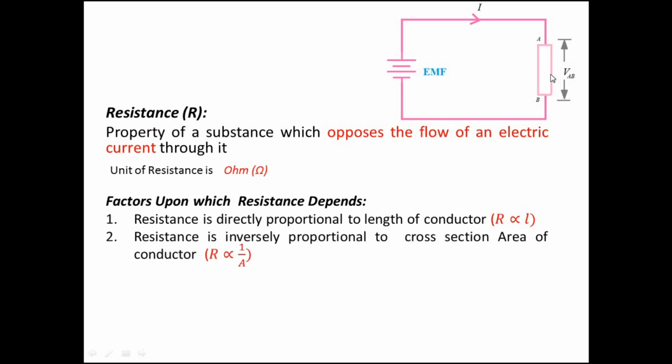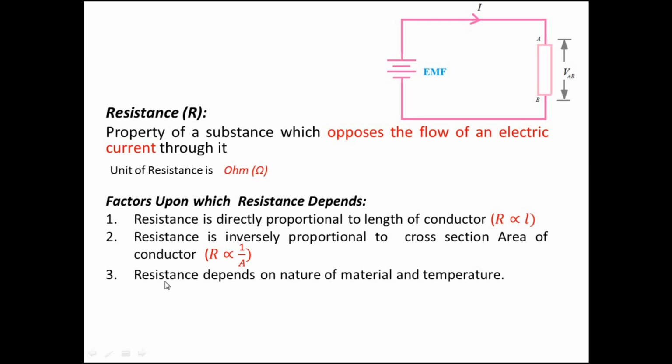Next, consider if the conductor cross section is very large. If the cross section is large, the current can easily flow through the conductor. So resistance is inversely proportional to the cross section of the conductor. If the cross section increases, resistance will decrease, and if the cross section decreases, the opposition will increase. So R is inversely proportional to the cross section area of the conductor.